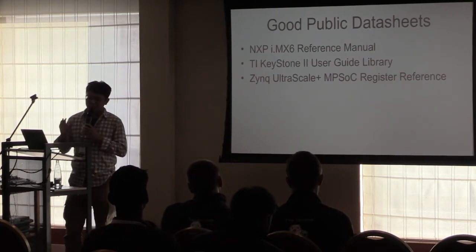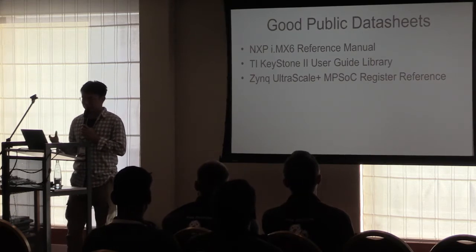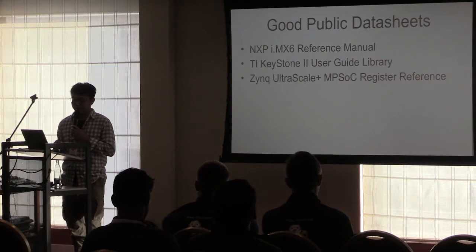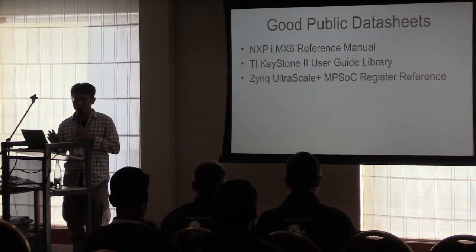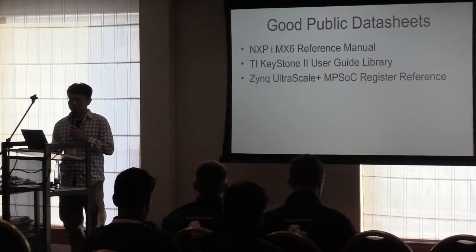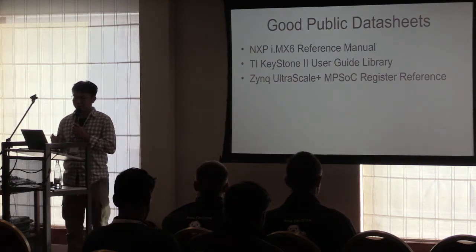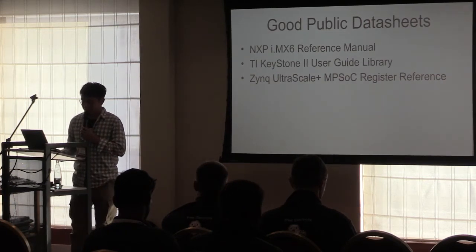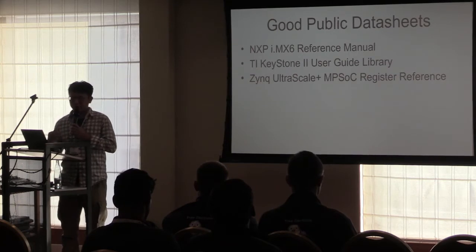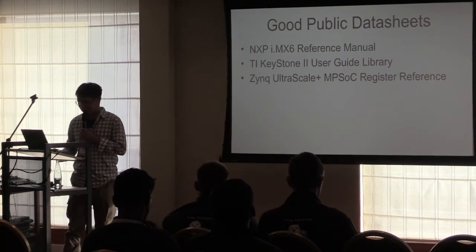Besides your platform's data sheets and BSPs, there are some good public data sheets that you can compare to, like the IMX6 reference manuals. This has very detailed information on a couple of DesignWare controllers. HDMI, HDMI5, and Ethernet controllers are all listed, and it's very complete. Also, the TI Keystone 2 user guide library and the Z-Culture Scale. We've used them in the community for identifying the DRAM controller in the AADS SOC.